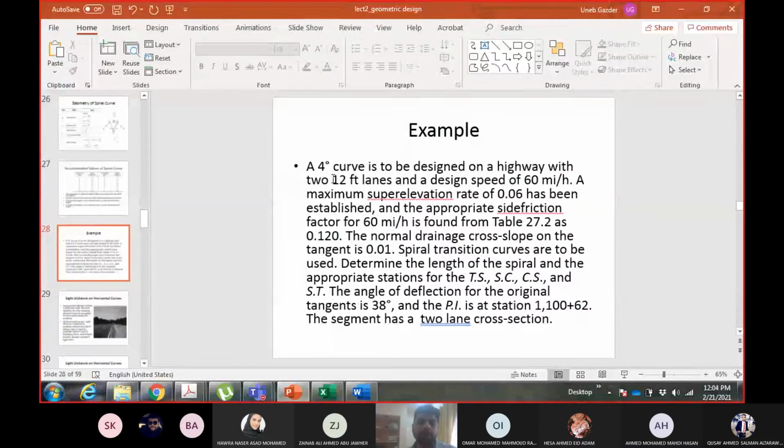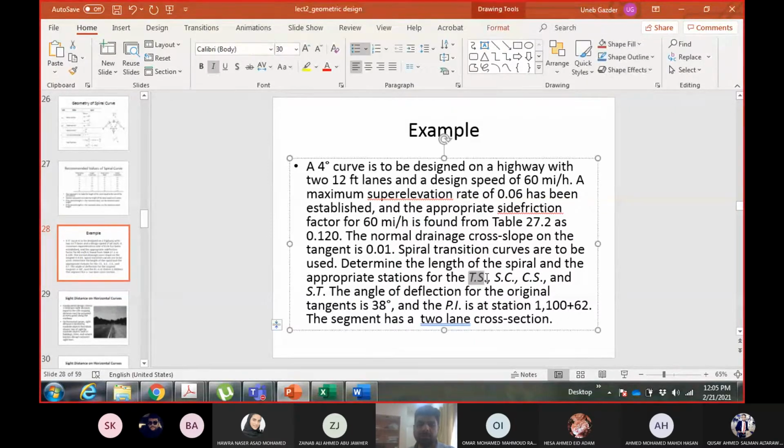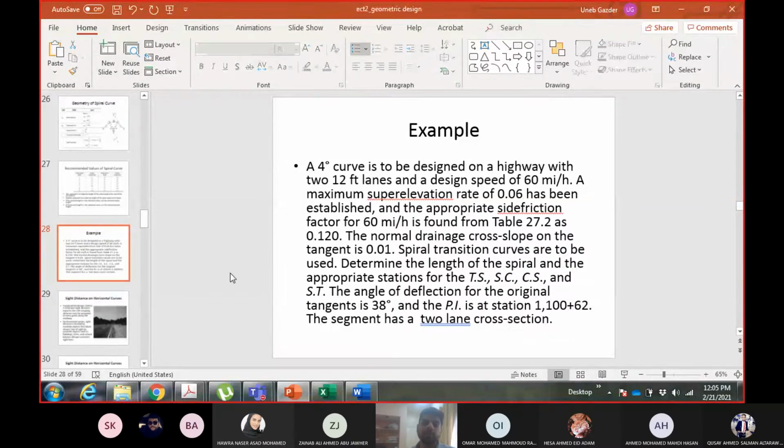We have a 4-degree curve, designed for a 2-lane highway. In this example, we are required to calculate the stations of the spiral curves, the beginning and the end stations of the spiral curve. But to do that, we must know the design of the horizontal curve. For the design of the horizontal curve, the degree of the curve is already given.